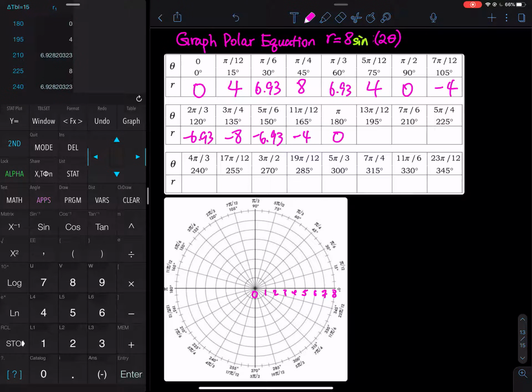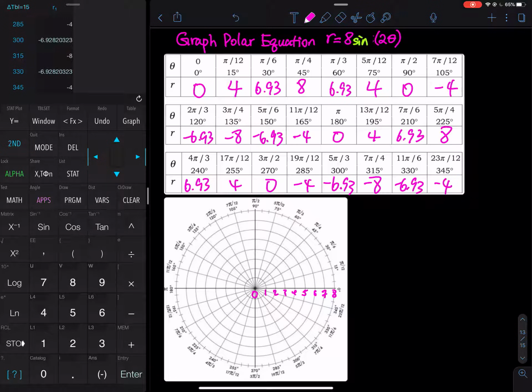195 is 4, and then 6.93, and then an 8, and this is a 6.93 again. So we have a 4, 0, -4, -6.93, -8, -6.93, and then a -4. Right? And then we graph that.